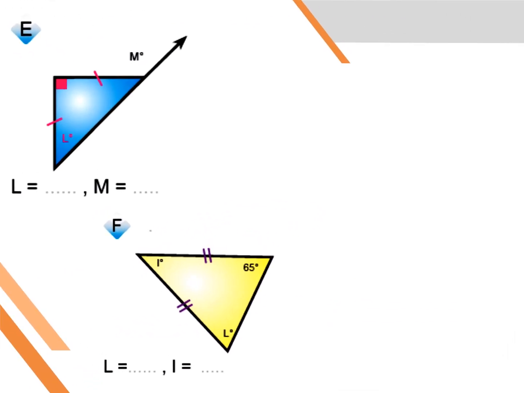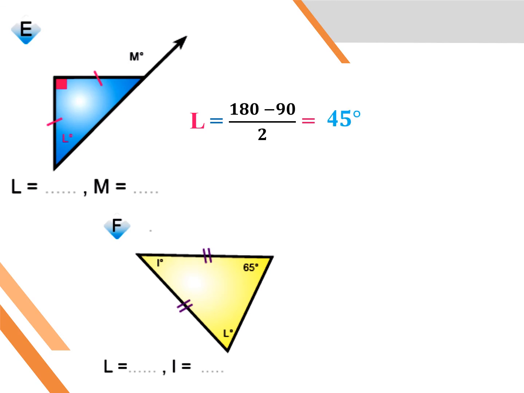Number E, how to find angle L. This is the isosceles triangle and the vertex angle is 90 degrees. So L equals 180 minus 90, divided by 2. So the measure of angle L equals 45 degrees.